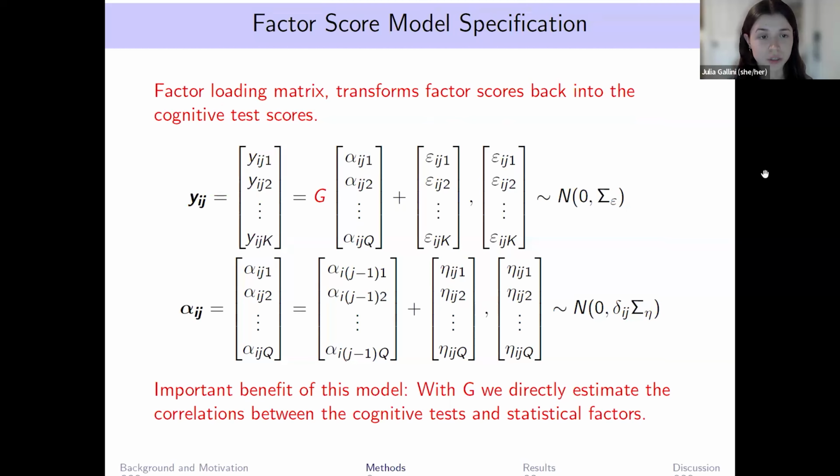G is just our factor loading matrix, so it's transforming factor scores back into the cognitive test scores, or Ys. And an important benefit of this model is that G is actually directly estimating the correlations between the cognitive tests and the statistical factors, so it's giving us some clinical estimates of interest. Next slide.